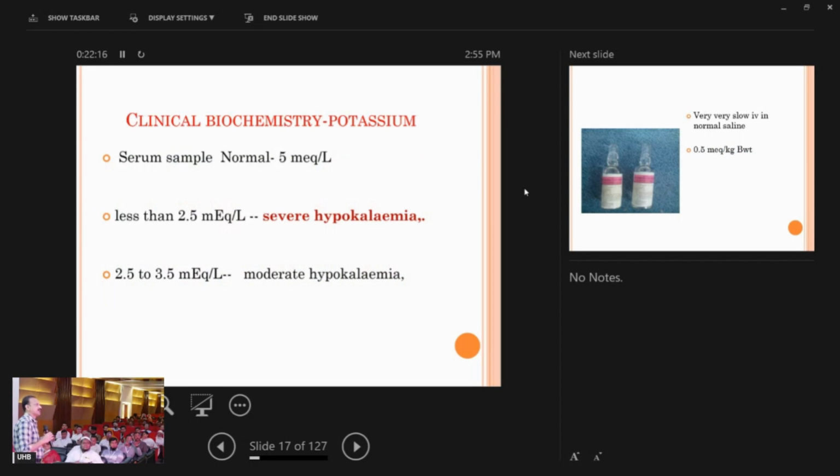So the normal serum potassium level is 5 milliequivalent. Just by clinical signs also you can treat it. I will tell you how to treat it. Less than 2.5 milliequivalent per deciliter is a severe hypokalemia. 2.5 milliequivalent is a moderate hypokalemia.